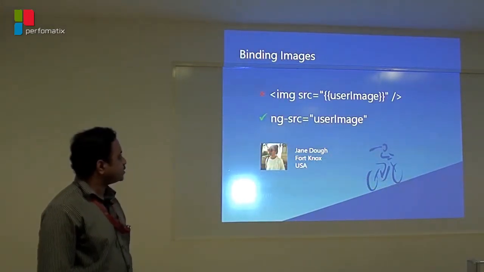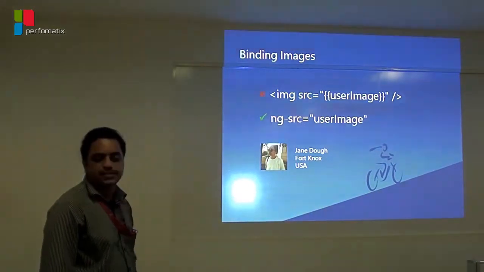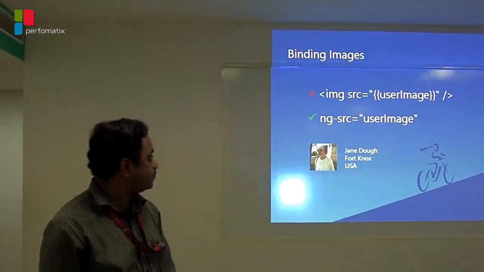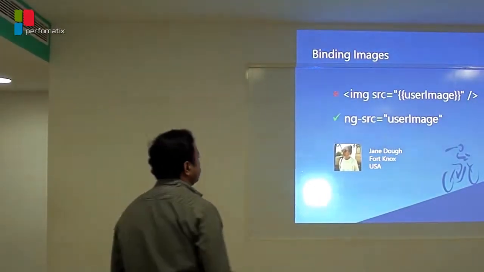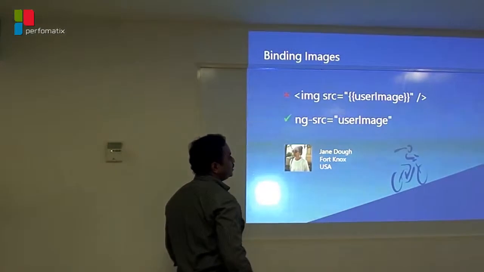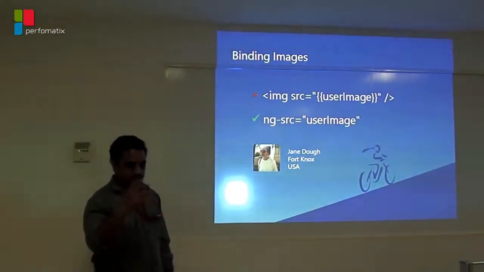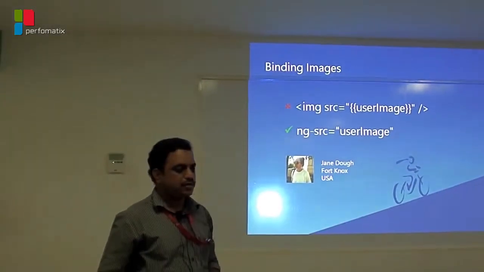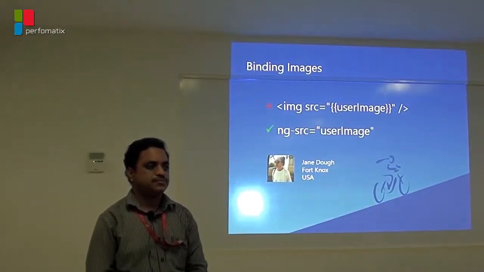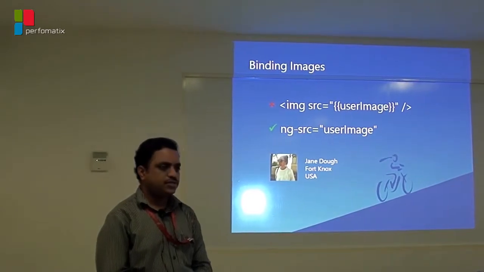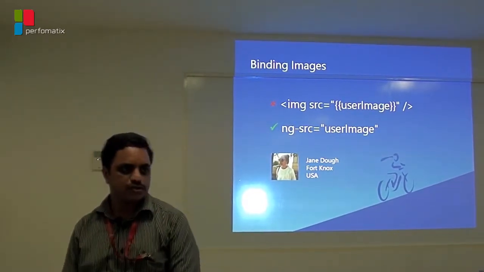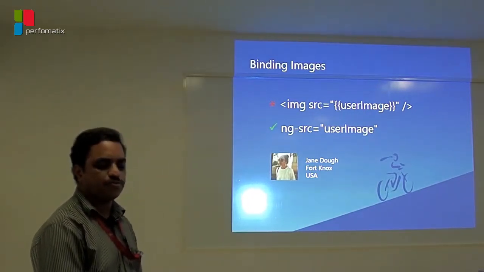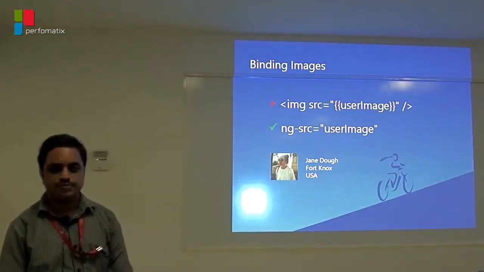Right. So the next is ng-src. Many of you know this. Instead of using ng-src, simply use an img tag and bind the scope variable, which is the URL of that image, inside the curly braces, letting the HTML do its job. The image will load only when it arrives, and it is not bound to AngularJS code.